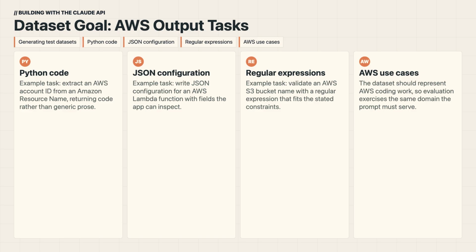If the product wants a clean artifact, the eval data should exercise that exact kind of artifact. Good eval rows should resemble the work your prompt is supposed to do. Here, the work is not trivia. It is AWS-specific technical output.